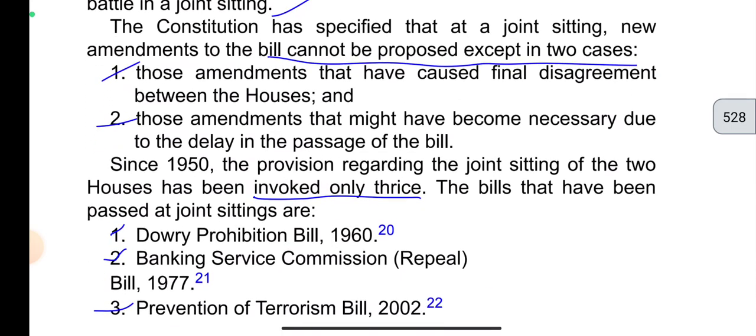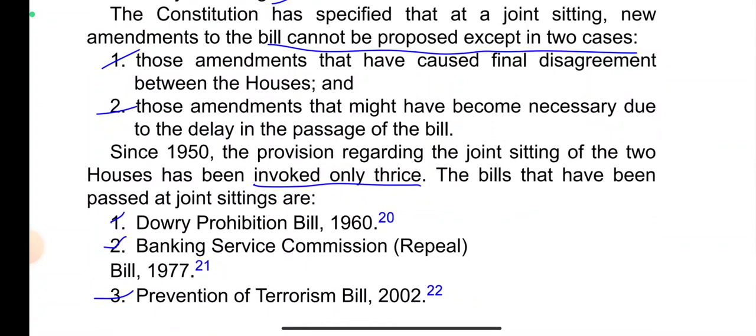The Constitution has specified that at a joint sitting, new amendments to the bill cannot be proposed except in two cases: those amendments that have caused final disagreement between the houses, and those amendments that might have become necessary due to the delay in the passage of the bill.